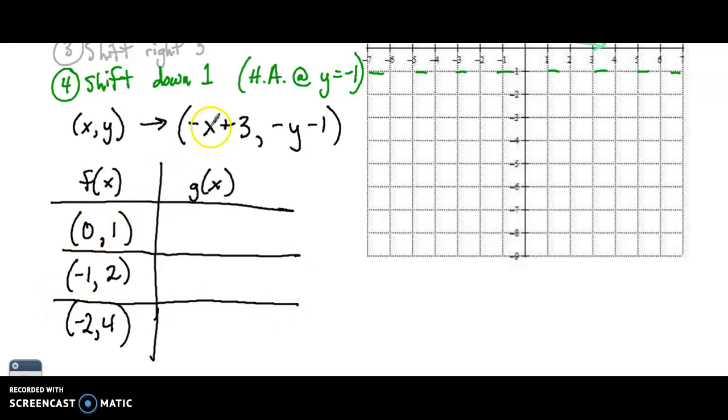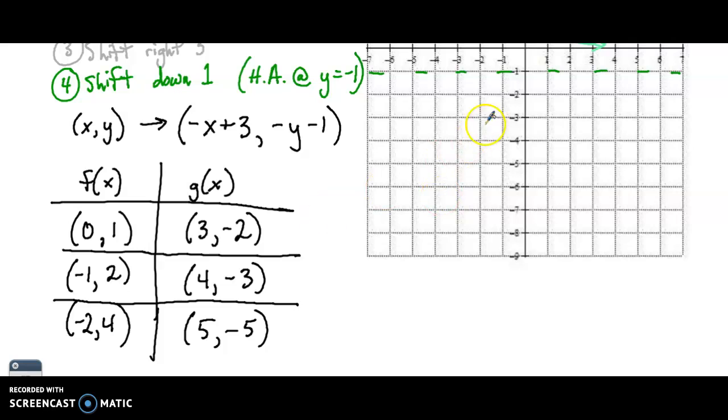So if we plug 0 for x plus 3, we get 3. Plug in 1 for y, -1 minus 1 is -2. Plug in -1 for x, so negating that becomes +1. Plus 3 is 4. And -2 minus 1 would be -3. And -2 in for x, so +2 plus 3 is 5. Plug in 4. -4 minus 1 is -5. So as I plot those 3 points, we have 3, negative 2; 4, negative 3; 5, negative 5.